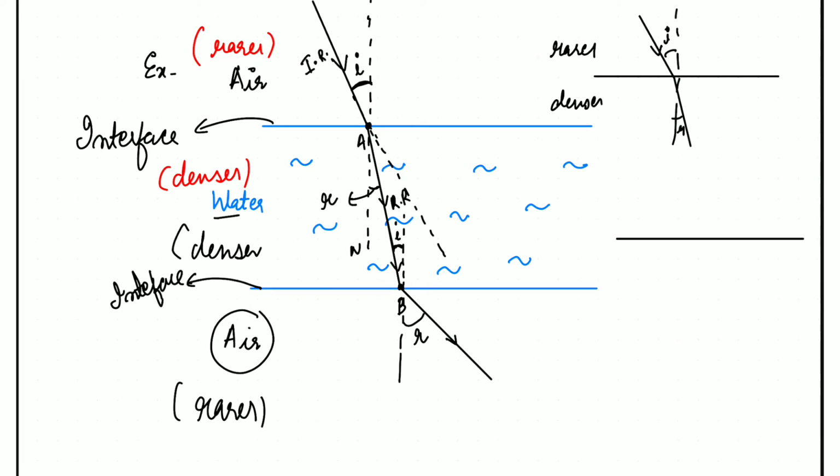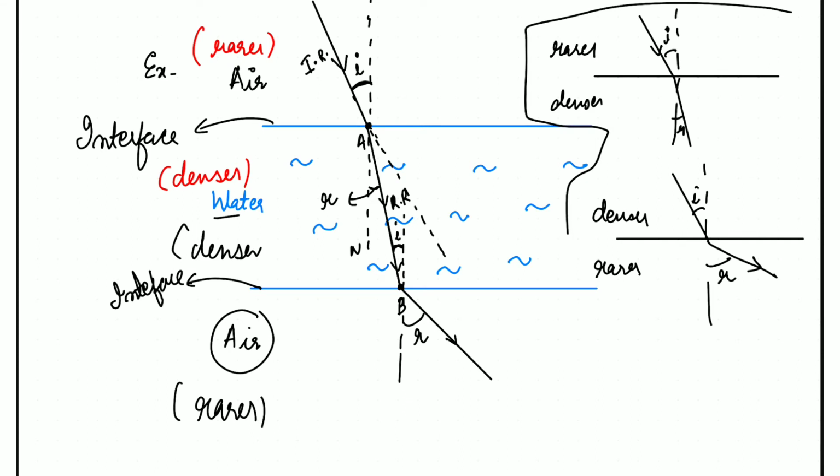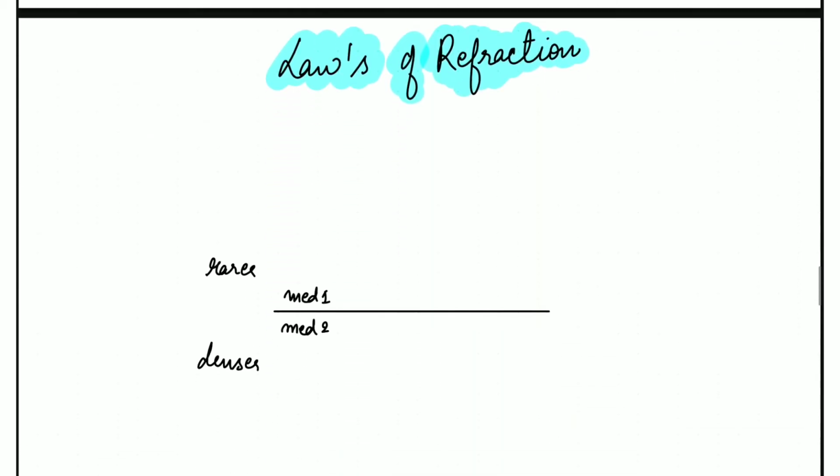And very similarly, if we are going from denser to rarer medium, what is going to happen? This is my incident ray, right? And we're going from denser to rarer, so it is going to bend away from the normal. So this is your angle of refraction. This is something very important for you all to understand. Clear? Okay, let's move forward very quickly.